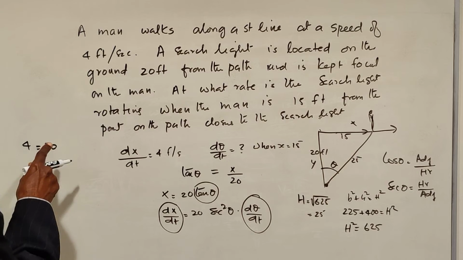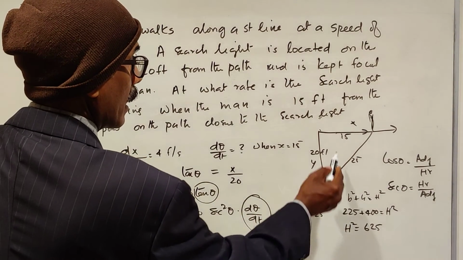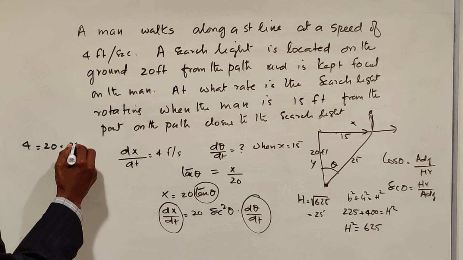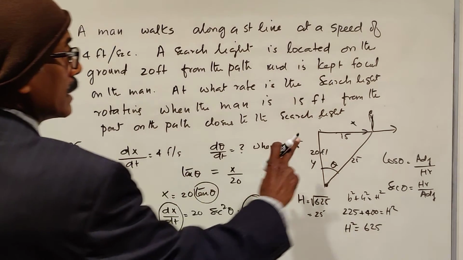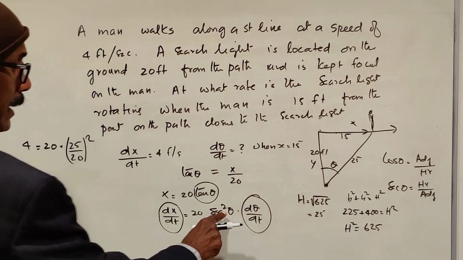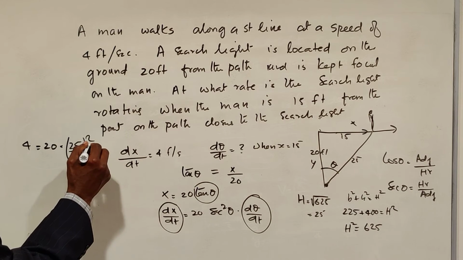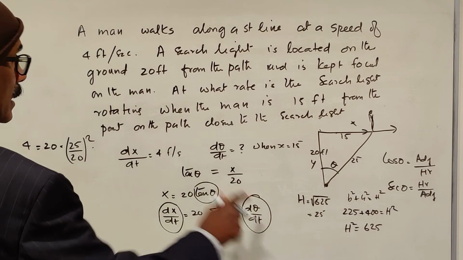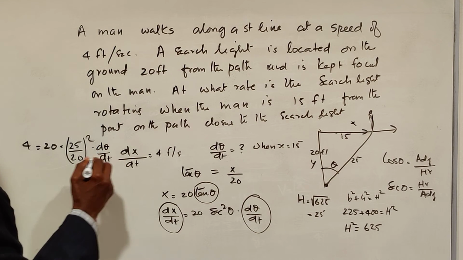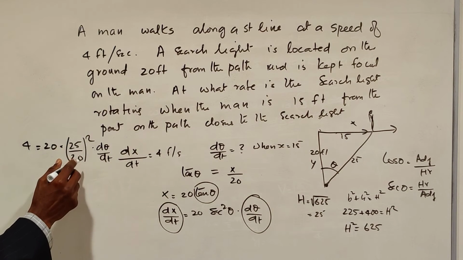So 20 sec square theta. What is sec square theta? Sec square theta is hypotenuse, that is 25, by adjacent side 20, squared. Then times d theta by dt. That is what we need to find out, d theta by dt. I am going to simplify 25 by 20. 25 by 20 is 5 by 4.